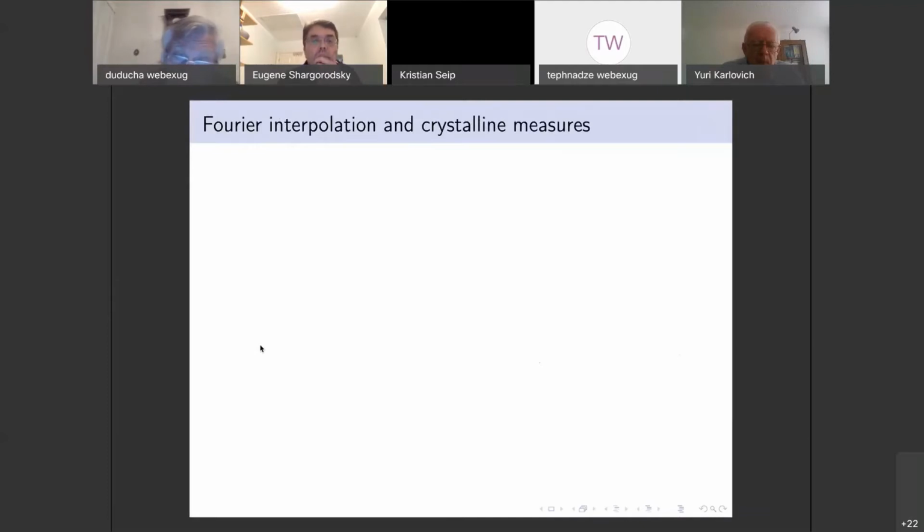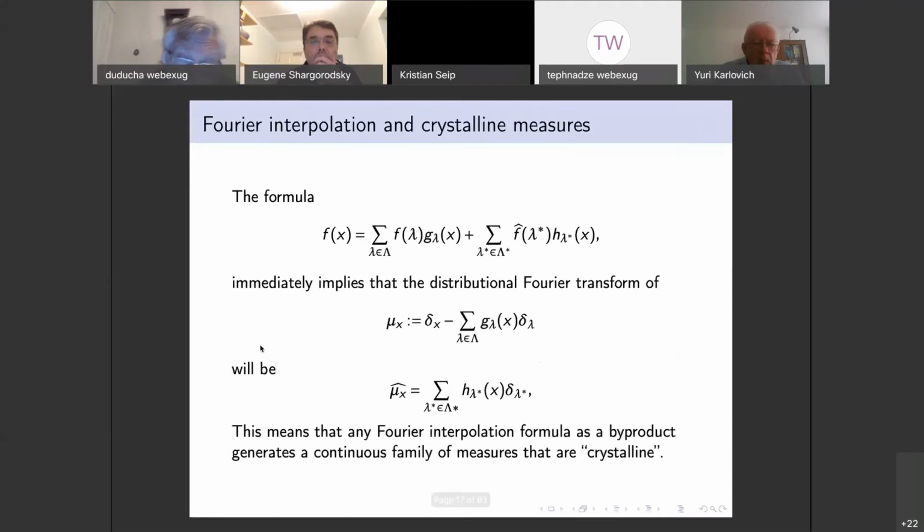One thing that we can observe immediately, so please move on, is that whenever you have a representation like this, you can associate point evaluation at x, which you can think of as the delta measure at x minus the weighted delta measures at the sequence lambda, and the Fourier transform of that will be what you get from the other part of the formula. So this means that whenever you have this kind of Fourier interpolation formula, as a byproduct you have a continuous family of crystalline measures. So this business of crystalline measures is closely related to Fourier interpolation. Okay, so please move on.